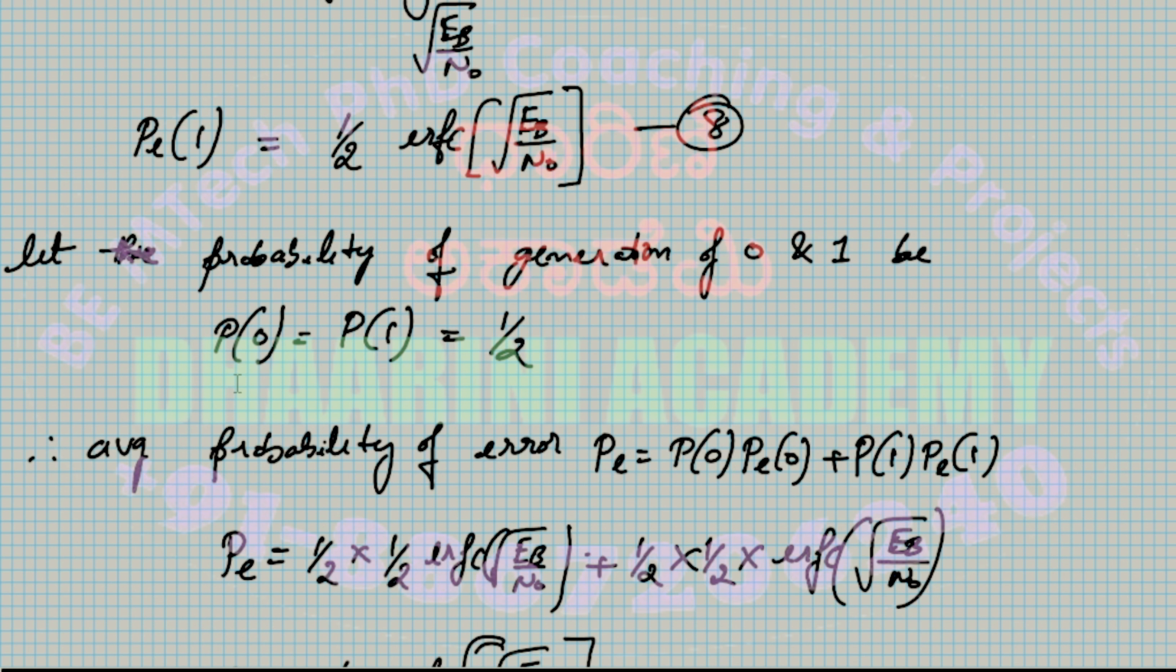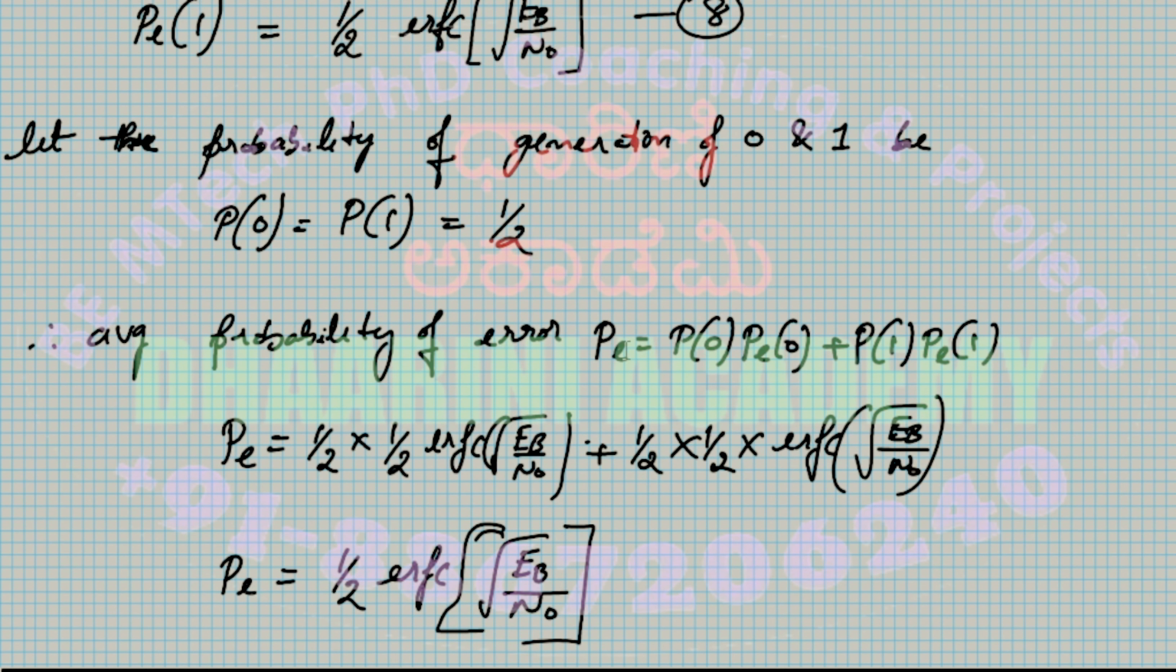Okay. So look at the equation, probability of error, P_E is equal to probability of 0 into probability of error when 0 was sent plus probability of 1 into probability of error when 1 was sent. So substitute the values and you get the final answer. P_E is equal to half erfc of root(E_b/N_0). Is it okay? Right. So that is the equation for probability of error when you use PSK as the modulation technique.